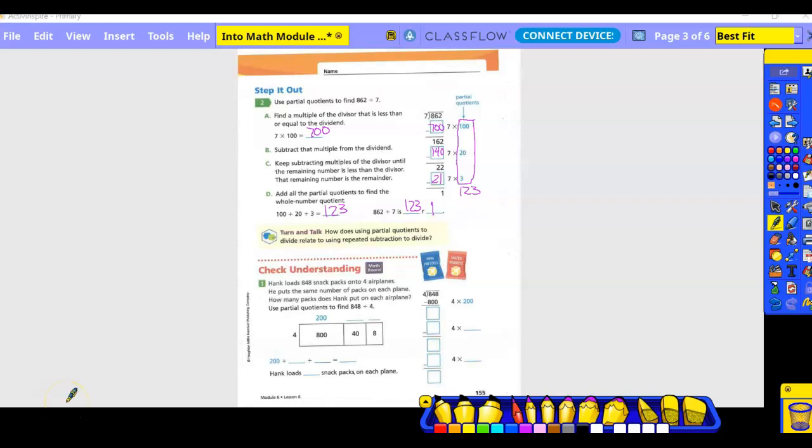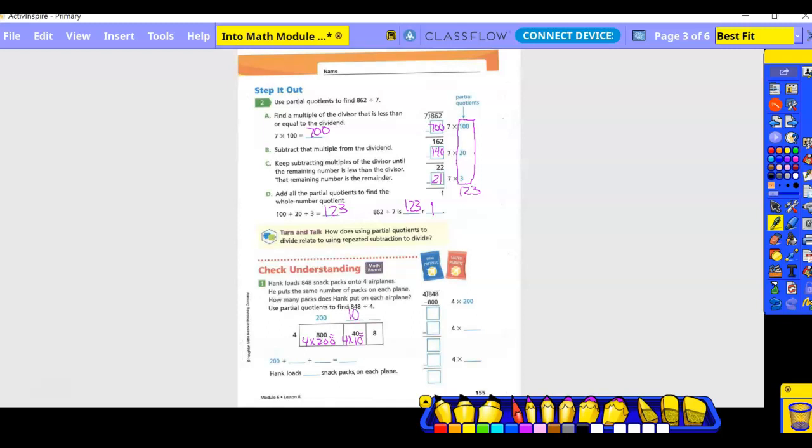Check understanding. Hank loaded 848 snack packs onto 4 airplanes. He puts the same number of packs on each plane. How many packs does Hank put on each airplane? So we're going to do this 2 different ways, okay? So they said right here, 4 times 200 got them 800. 4 times what gets you 40? 10. So then I'm going to put a 10 up here.